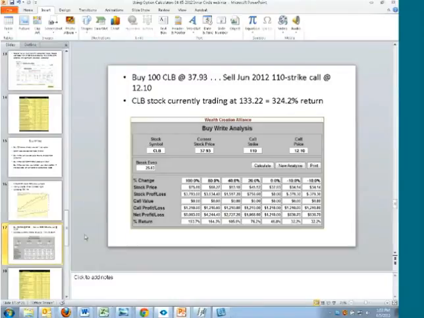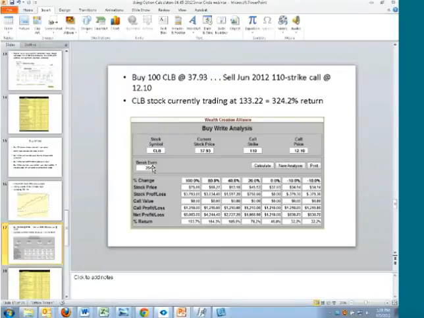And originally our cost basis for the stock for Core Labs was $37.93, and then at a later date we sold a 110 strike call option to provide downside protection and income. And we sold that 110 strike call at 12.10, and that reduced the cost basis of the stock from 37.93 to 25.83. So the break even once you sell this call option with downside protection would go from 37.93 to 25.83.